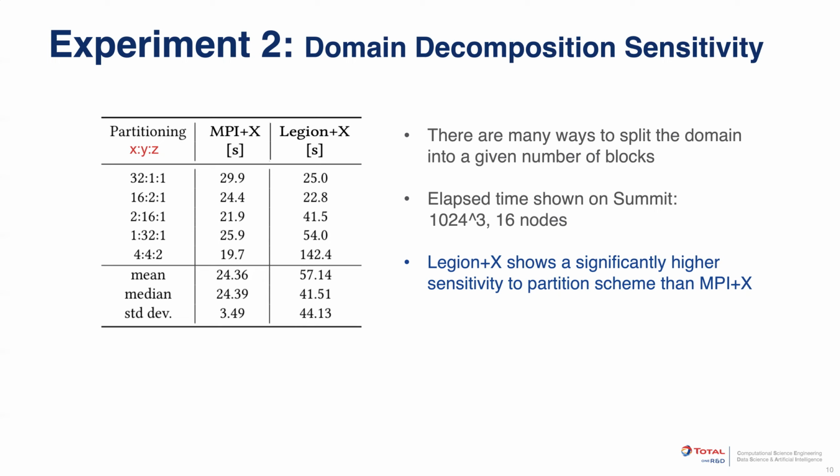This table shows, for selected partition scenarios running on the Summit supercomputer, the sensitivity of MPI+X and Legion+X to how the domain is partitioned into blocks. It is interesting to notice that, in general, Legion+X is much more sensitive to the partition scheme than MPI+X, with some configurations performing much better than others. This analysis is used in the strong scaling results that we are going to present next. The best partition scheme is selected for each grid size and number of nodes.